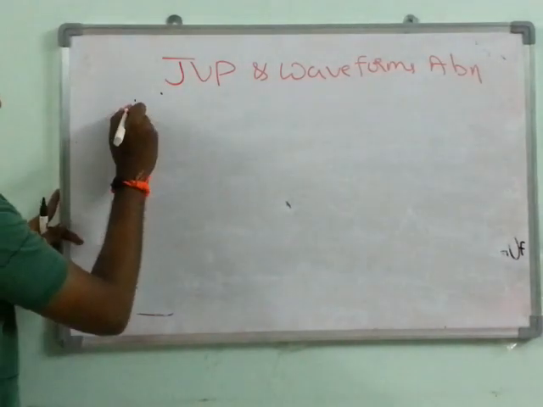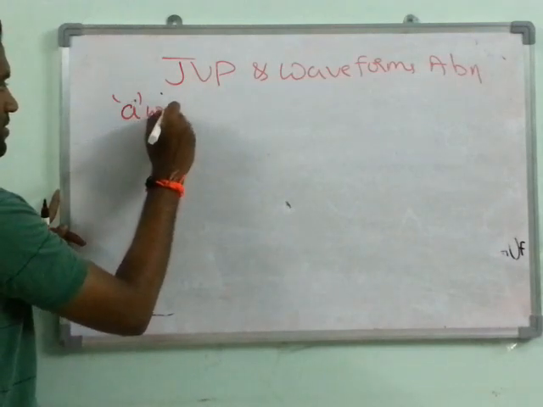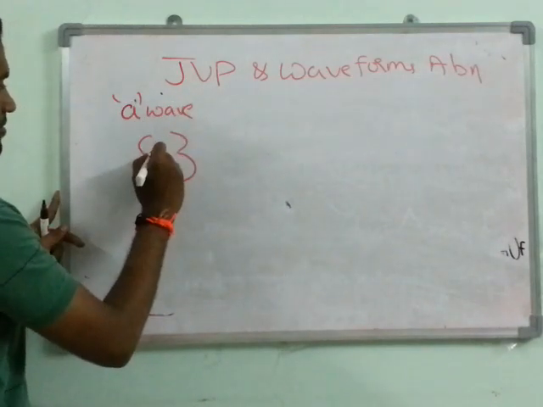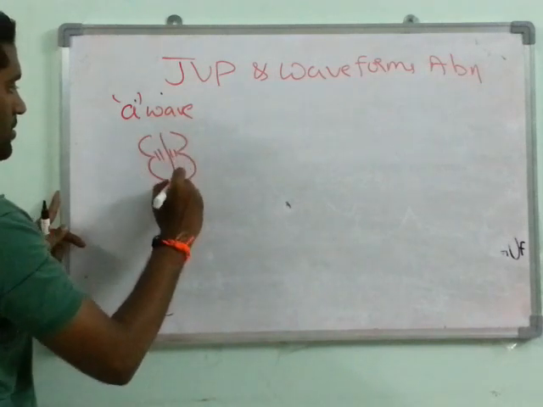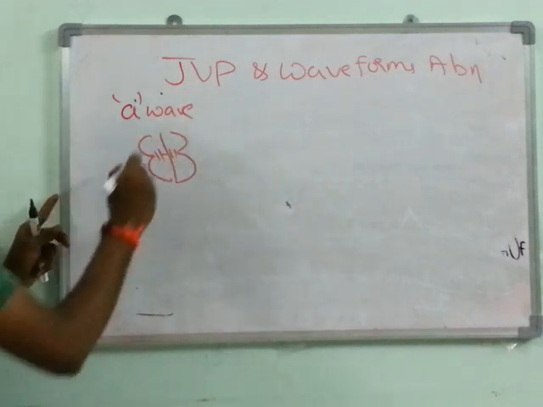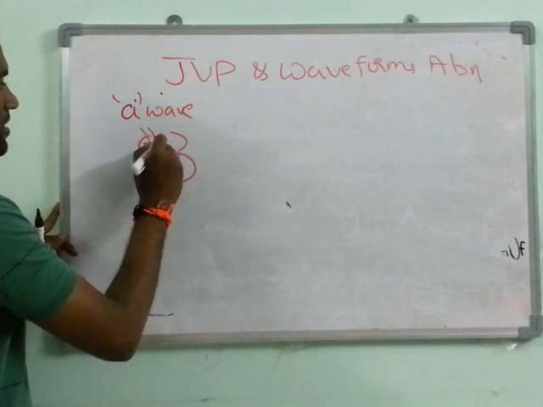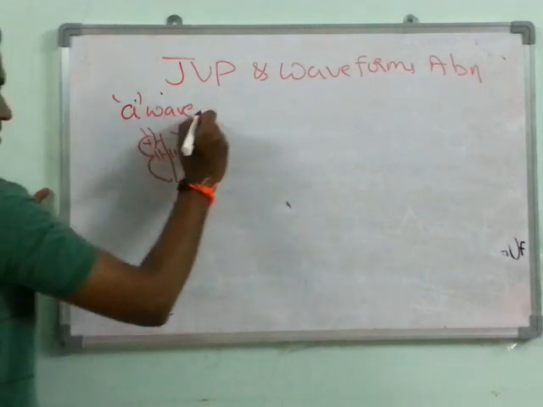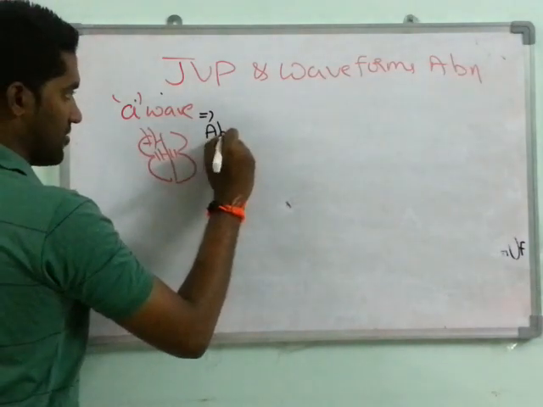First one is, let us see A wave. So A wave, it is due to atrial contraction, narrowing of orifices and transmission of pressure. First one, absent A wave.